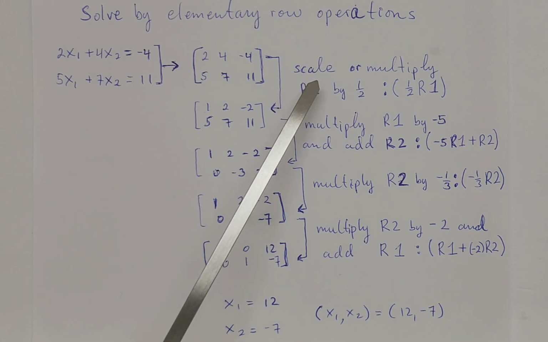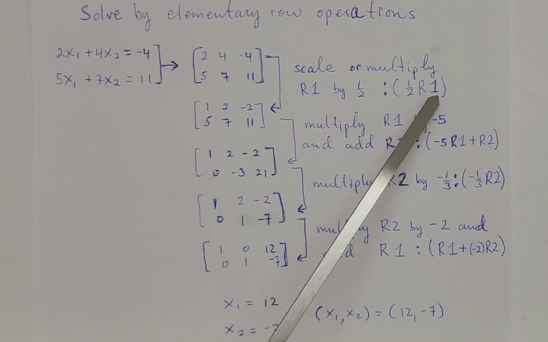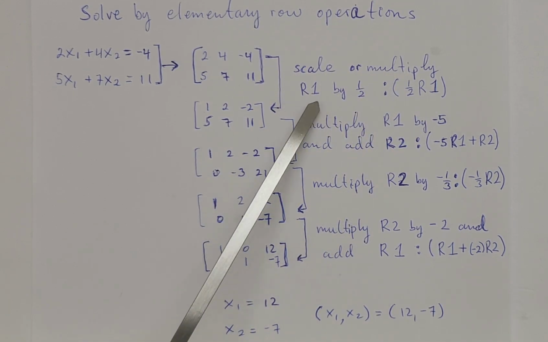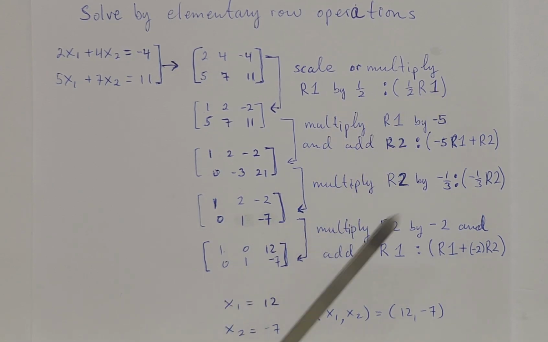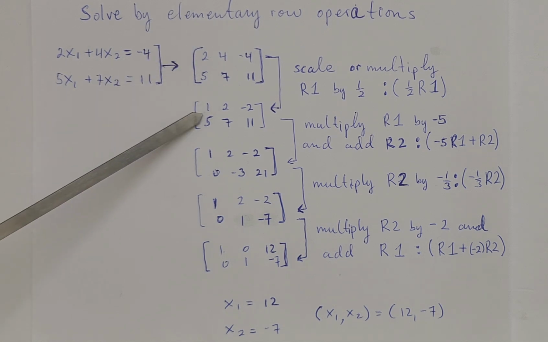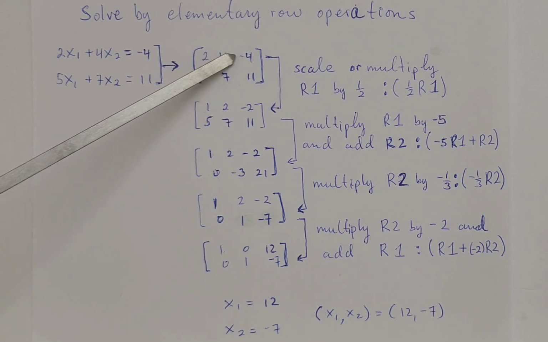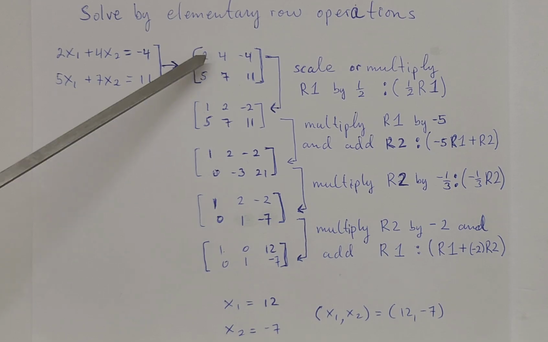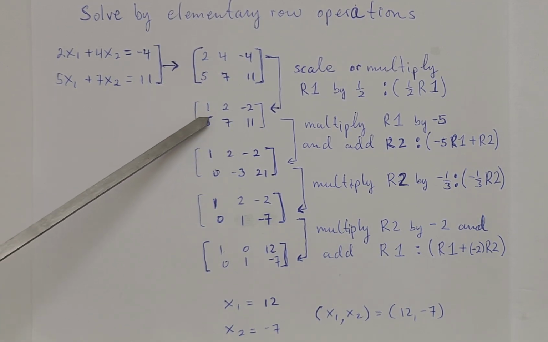Now, for future lessons, we will write 1 over 2 times everything in row 1. So we scale, or multiply, row 1 by 1 over 2. 1 over 2 times 2 gives me 1. 1 over 2 times 4 gives me 2. -4 times 1 over 2 gives me -2. So that's how the first row becomes this row by multiplying by 1 over 2.